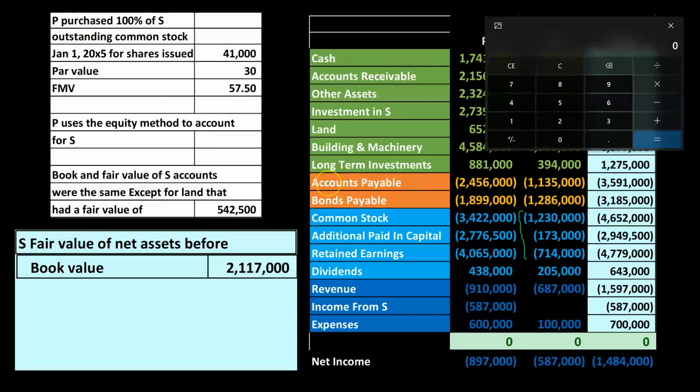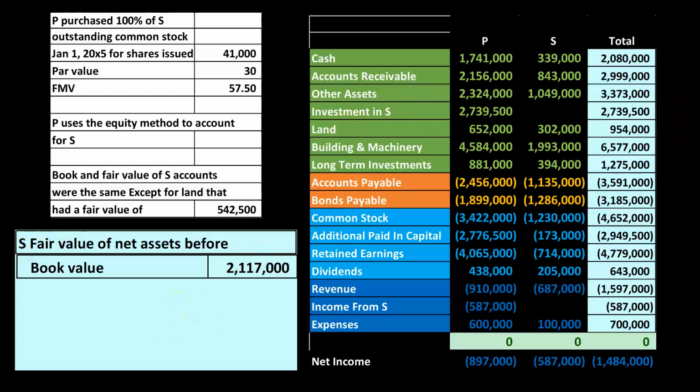So we're going to say that we have the 123,000 plus the 173,000 plus the 714,000. That's going to be the 2,117,000 here. So there's going to be our balance, and then we're going to say that the difference in the fair value of the land, which is the 542.5 minus what it's on the books for, assuming there's no purchase since the point in time that this took place, the 302, is the 240,500. So we have to adjust for that.